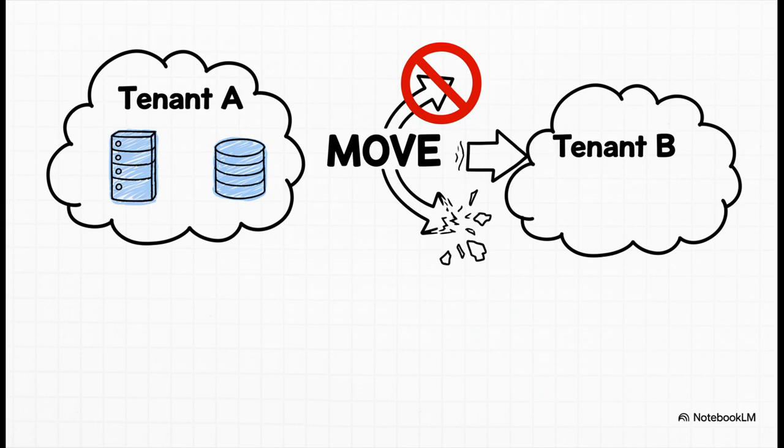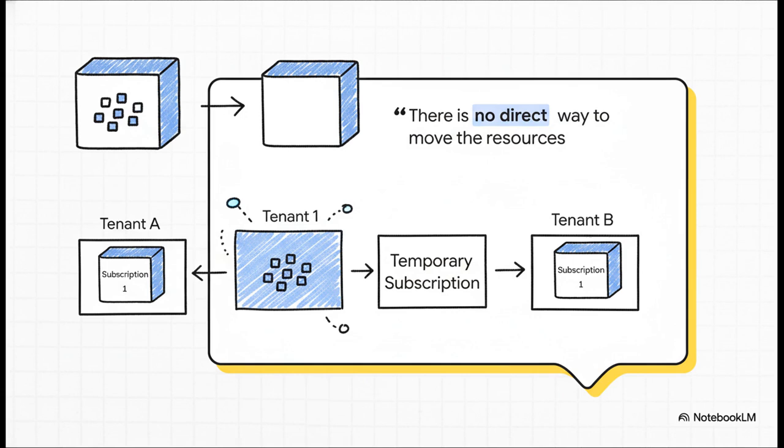Well, this is where it gets even more complicated. There's no Move button you can just click to transfer these things from one tenant to another. It actually requires a pretty clever workaround. And the workaround is honestly kind of brilliant. Instead of trying to move the resources themselves, you move the entire container they're sitting in. So first you shuffle the resources into a temporary subscription, and then you just transfer that whole subscription over to the new tenant. It's not direct, but it works perfectly.